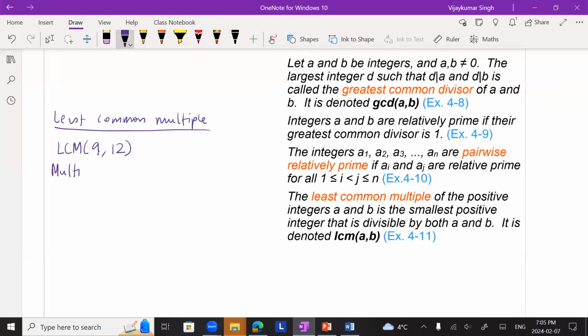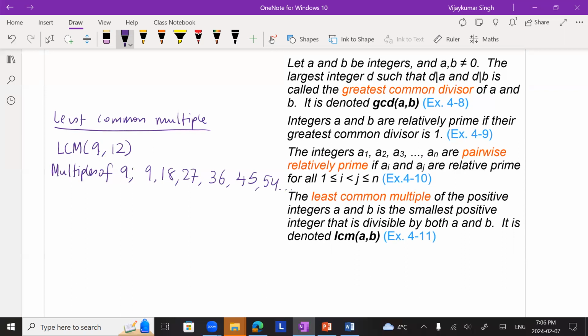Multiples of 9. We have 9 ones are 9, 9 twos are 18, 9 threes are 27, 9 fours are 36, 9 fives are 45, 9 sixes are 54, and so on. You can keep on going.